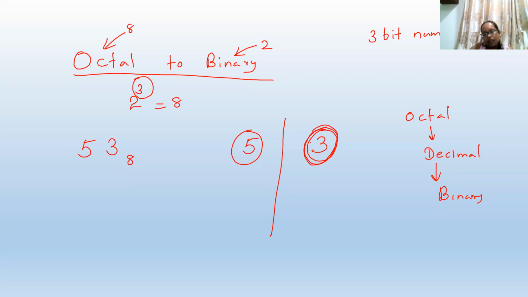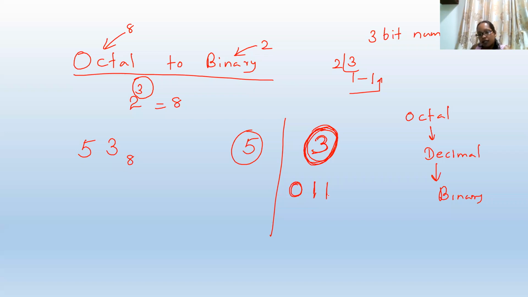We have an octal number, but when you are doing this shortcut, just consider each of these digits as decimal, and convert this 3 into binary. How to convert 3 into binary? 3 divided by 2 is 1 and 1. So 3 is 1 1. But you have to keep the answer in 3 bits because of the relationship 2 to the power 3 is equal to 8. So how to put 1 1 in 3 bits? You have to add a 0 to the front of the number.